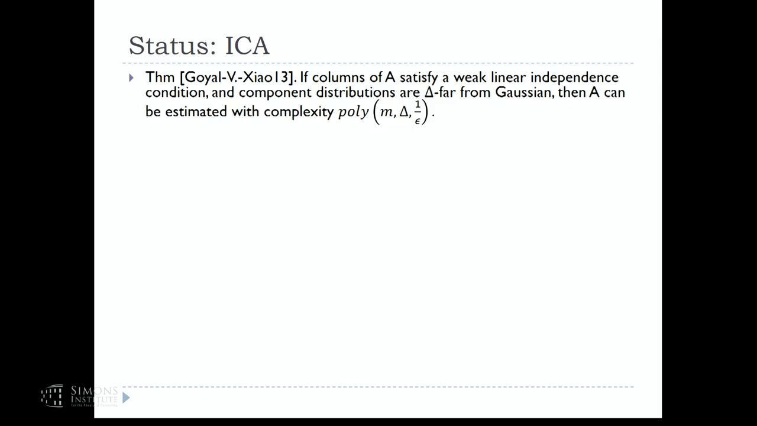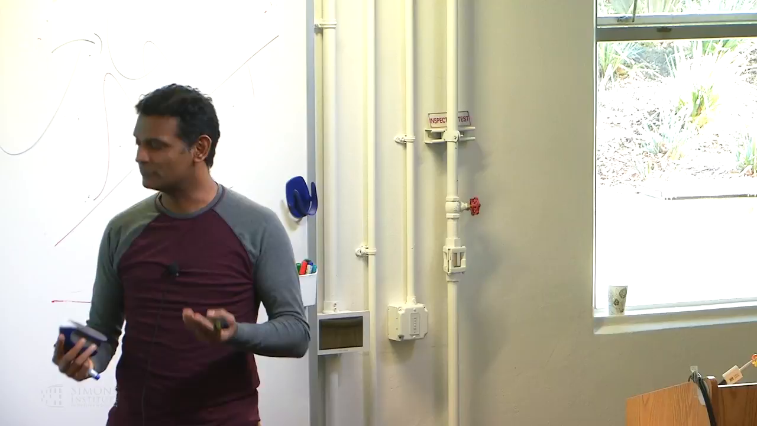Relatively recently, we have provable guarantees. So the most general thing is that as long as the columns of A satisfy a weak linear independence condition, much weaker than linear independence, I'll tell you in a minute what it is, and the components are some distance from Gaussian. When I said not Gaussian, of course, if it could be closer and closer to Gaussian, it'll be less and less identifiable. So the problem has to depend on how close to Gaussian you are. And then you have to ask, how do you measure the distance to Gaussian? These are all valid questions.